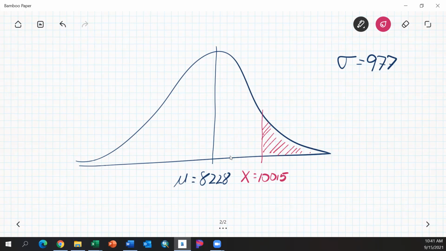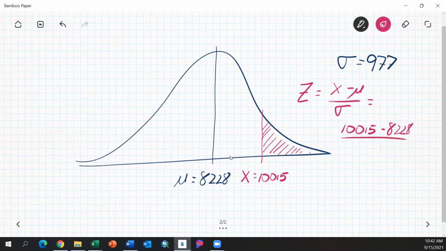To be able to use the standard normal distribution table, I need to convert my data into a z-score. The formula to calculate a z-score is z equals x minus mu over sigma. The value of x is 10,015. The value of mu is 8,228. The value for sigma is 977. You can calculate this with a calculator or in Excel. Let's quickly calculate it in Excel.